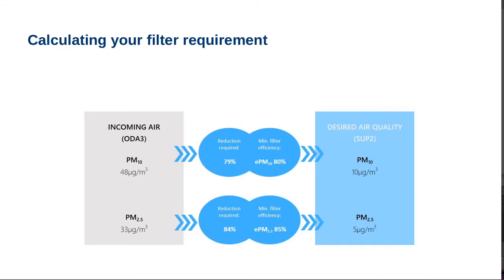This is an example of calculating the minimum recommended filter efficiency against an ODA3 outdoor air with the aim to achieve a supply air quality category, a sub-2. The design team is recommended to make use of an ePM10 filter with minimum efficiency of 80%, an ePM2.5 filter with minimum efficiency of 85%. This doesn't mean that there's a need for a 2-stage filtration, but it clearly shows the crying need for finer filtration.